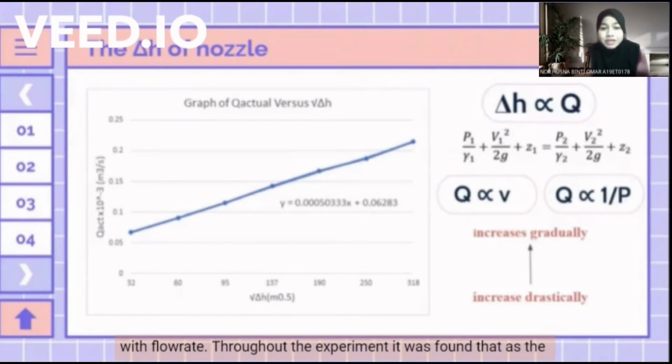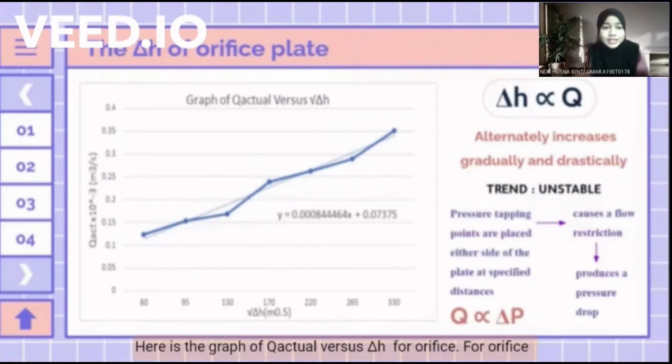Throughout the experiment, it was found that as the difference in water level of the flow meter increased, the flow rate and the velocity will increase, hence the pressure will decrease. And this is proven with the Bernoulli equation shown. For the nozzle, the manometer water level increased critically until at a point it continues to increase gradually until the end. Next is the graph of Q actual versus delta H for orifice.